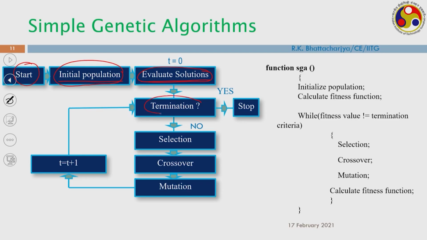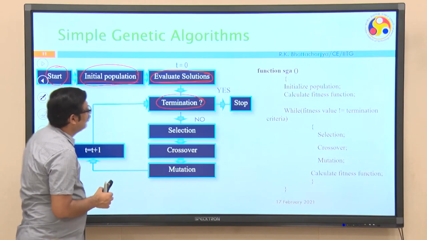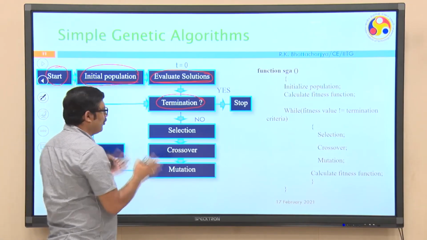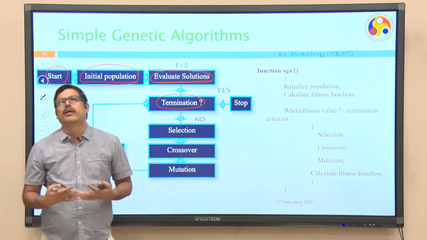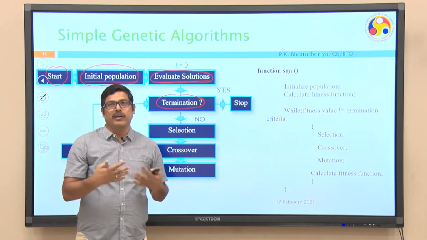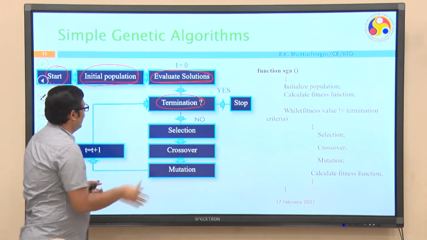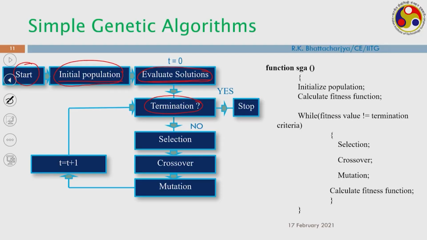You will check for termination criteria. That means this loop cannot go on and on, because you have to stop this loop. In natural evolution, that loop is continuing, this process is still continuing, but in our case I have to get a solution. So I cannot continue, I have to terminate this algorithm. Therefore, some termination criteria you have to put here.